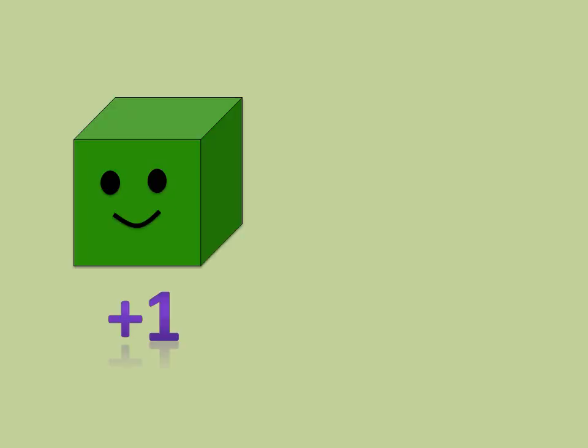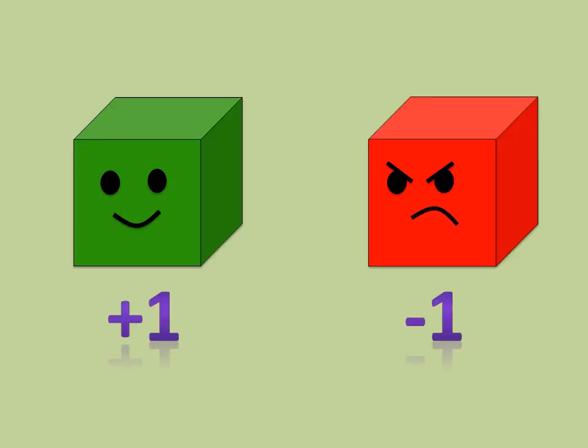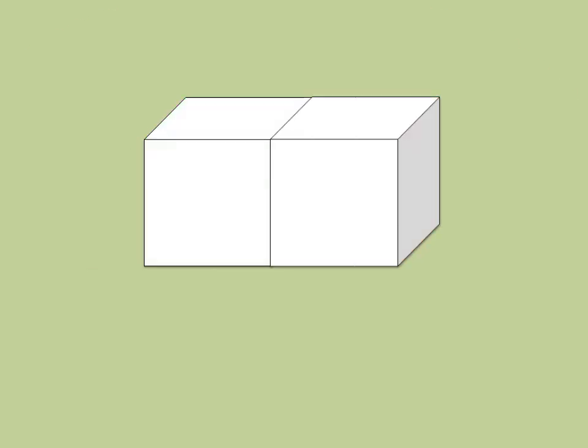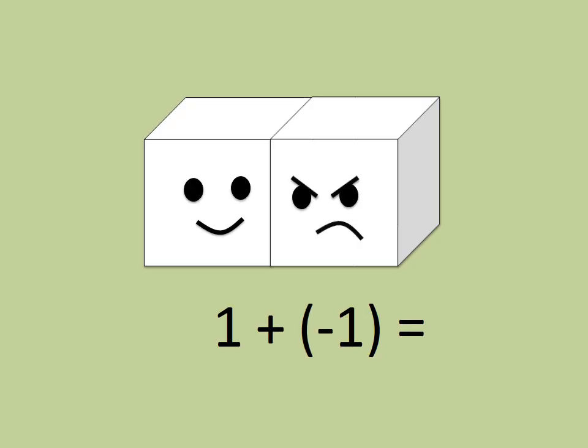So now we have a way of representing both positive numbers and negative numbers. What do you think will happen if we put them together? Well, I think we're about to find out. Well, isn't that something? There's exactly as much positive as there was negative, and they just burned each other out. What this shows to us is positive 1 and negative 1 equals 0.